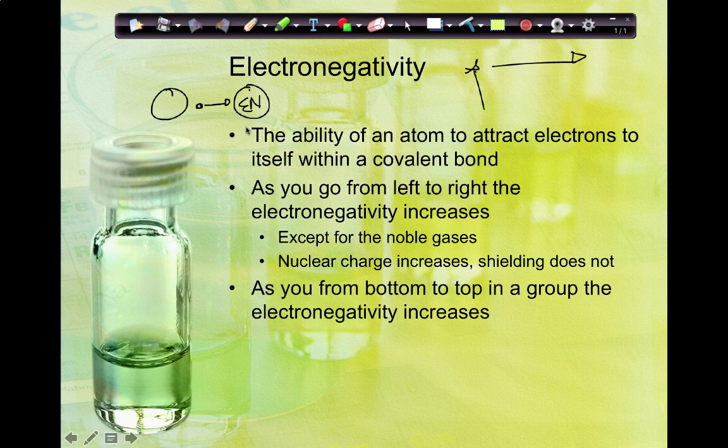So as I go from the bottom to the top, I'm going to see an increase, and that's because shielding increases as you go in the opposite direction. So those electrons are not able to feel the pull of the other nucleus in that bond.